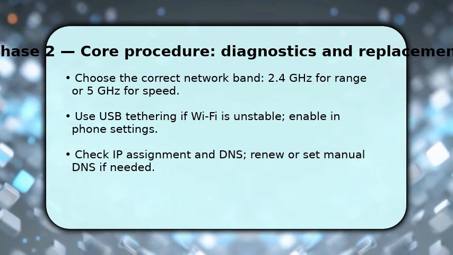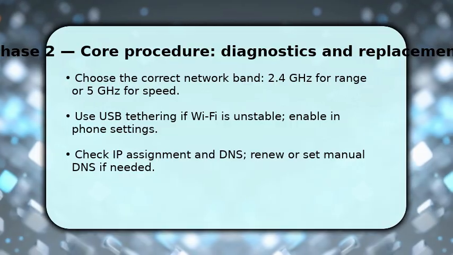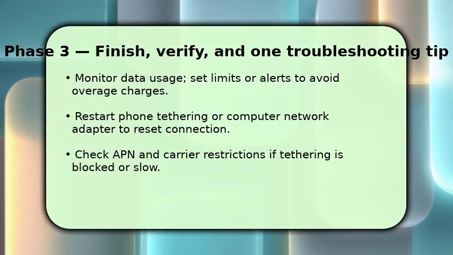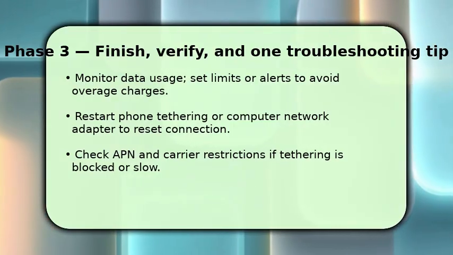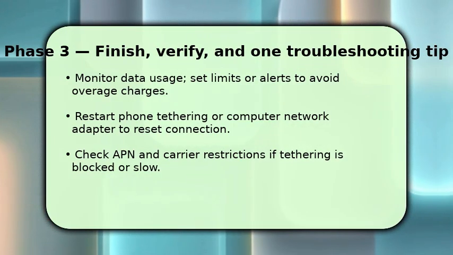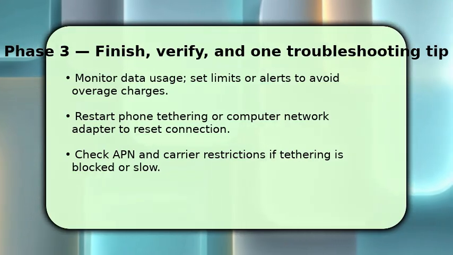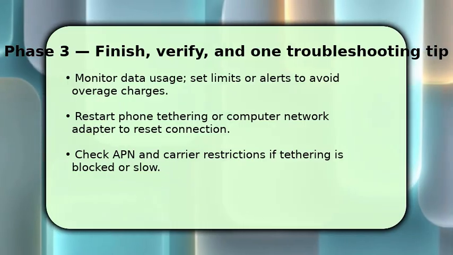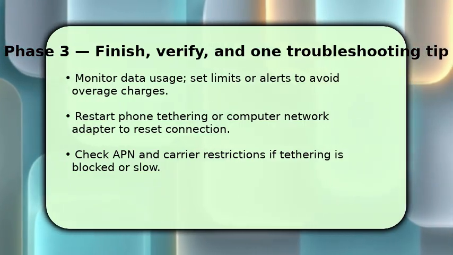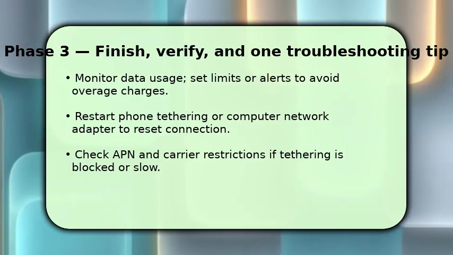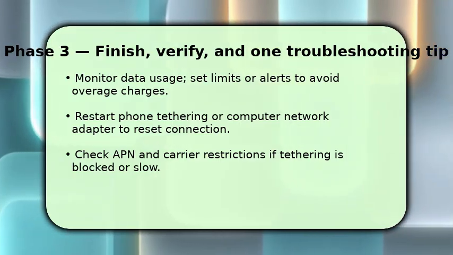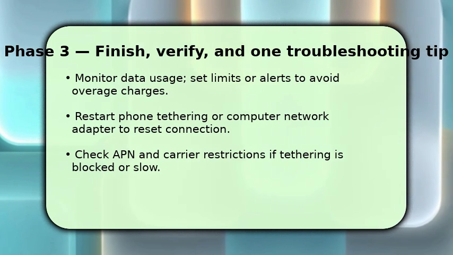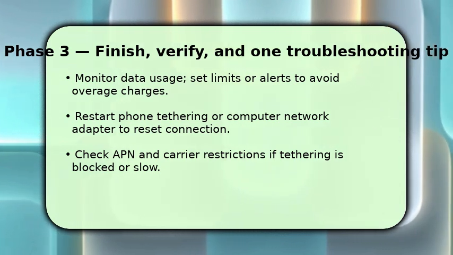Finish by confirming the connection quality. Run a quick speed test and monitor data usage so you avoid surprises. Set alerts if needed. If you lose access, first toggle the phone hotspot off and on and restart the computer's network adapter. This clears most temporary faults. If problems persist, inspect carrier APN settings and any tethering restrictions, because some plans block or throttle tethering. One troubleshooting tip: try USB tethering to bypass wireless interference and carrier throttling.